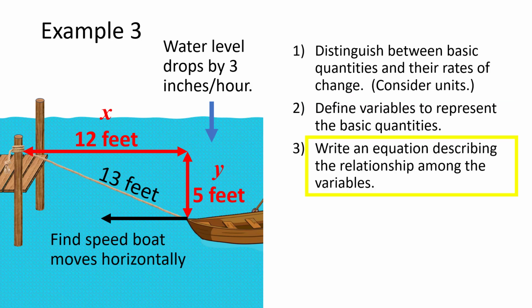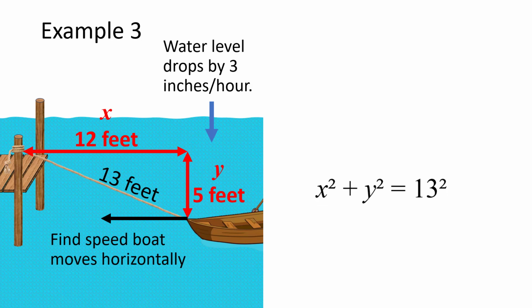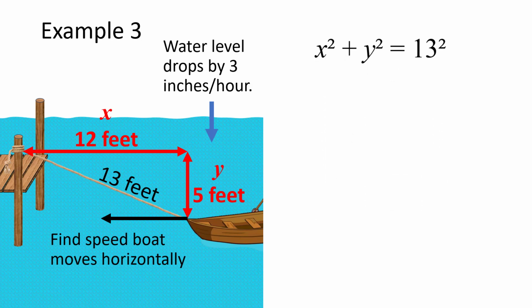Next, I need an equation describing how x and y are related. They are at right angles to one another, so we have a right triangle. This means we can use the Pythagorean theorem. X squared plus y squared equals the square of the length of the rope. I'm going to move that equation to the top of the page and multiply out 13 squared to get 169.